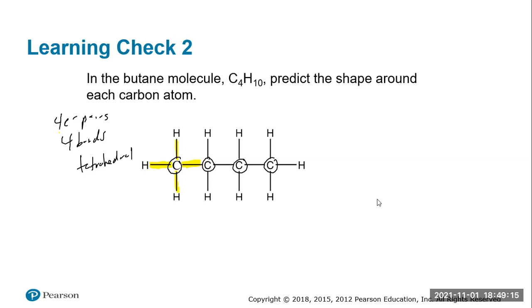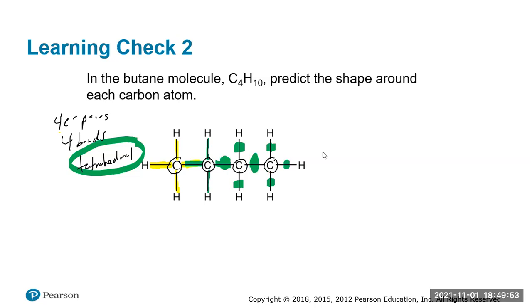Same thing if we take a peek over there at the carbon next to it. Actually, this one would count for the guy next to it. 1 electron pair, 2 electron pairs, 3 electron pairs, 4 electron pairs, still tetrahedral. Carbon next to it, 1 electron pair, 2 electron pairs, 3 electron pairs, 4 electron pairs, and 4 bonds. That guy is also tetrahedral. And lastly here, 1 electron pair, 2 electron pairs, 3 electron pairs, and 4 electron pairs, and 4 bonds. That guy is tetrahedral as well.